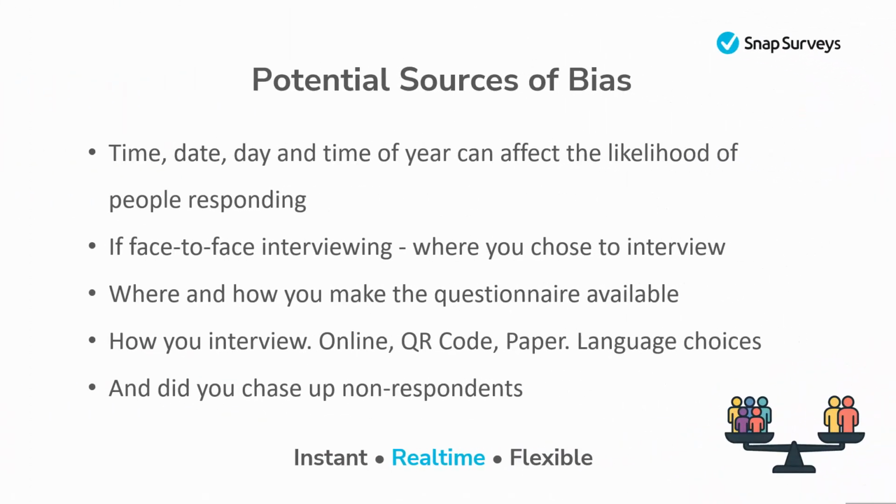Some examples include your chosen time, date or day of the week that you choose to interview. Even the time of year can affect the likelihood of whether people might respond or not. If it's face-to-face interviewing, where you chose to interview. And if it isn't face-to-face, where and how did you make the questionnaire available? How you interviewed. So was your survey only available to people via a QR code? Did you offer a paper alternative? Was there an option to complete the questionnaire in different languages? And did you chase up non-respondents? And if you did, was it just a case of using the same method that you initially tried to engage them with, or did you try a different tack?